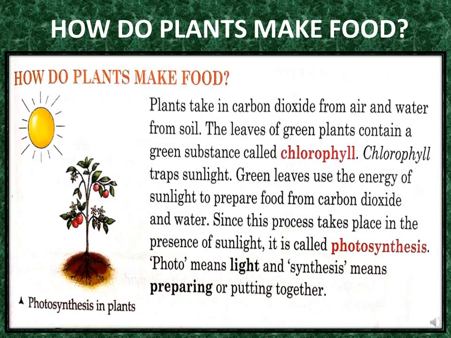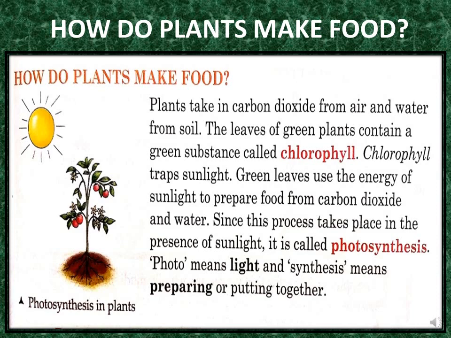So plants take in CO2, or carbon dioxide, from air and water from soil. From air, they are taking carbon dioxide and they are taking water from the soil. The leaves of green plants contain a green substance. We all know that, right? The leaves of green plants have a particular green substance, and the name of this green substance is chlorophyll. Chlorophyll does what? It traps sunlight.